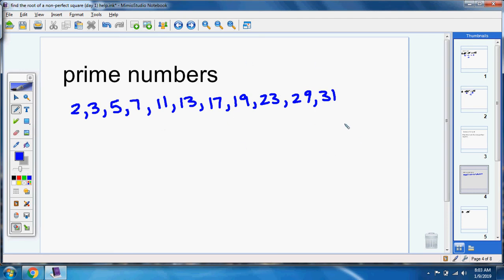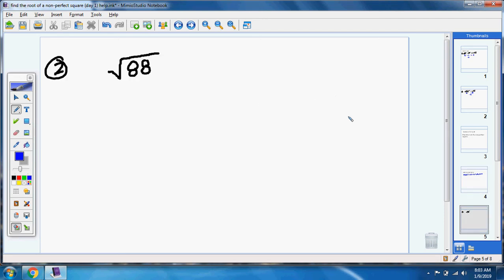So what we're going to do right now is I'm going to give you a number that we need to find the square root of. It's a non-perfect square, which means it's not a simple square root of 25. It might be the square root of 24 or something like that. So here we go. It's asking us to find the square root of 88. This is not a perfect square. It's not on our table of squares.